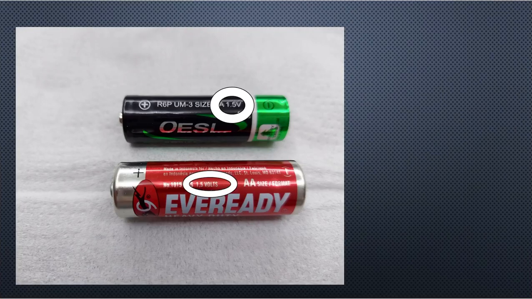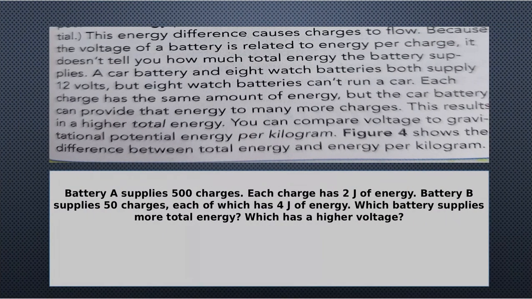Okay, my friends, as I told you, you can check any battery at home and check the volts inside. One of the most common batteries that we use in our toys and so on contains 1.5 volts. Take care, as I told you, that this number of volts means the potential energy for each charge separately inside the battery. This energy difference causes charges to flow because the voltage of a battery is related to energy per charge.